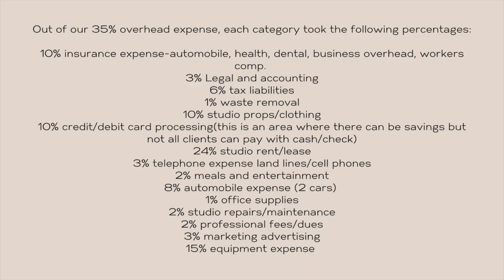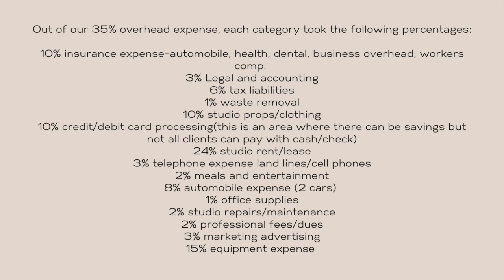Okay, so in our studio, about 35% of our gross went into overhead expenses. And then each category of those expenses took the following percentages, just so you have an idea. We just pulled an accounting balance, and this was over the course of the year, how much of every dollar that came into the studio, 35 cents on every dollar went to our overhead. And then from our overhead, we spent about these percentages in each area.